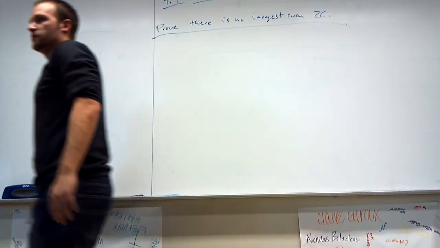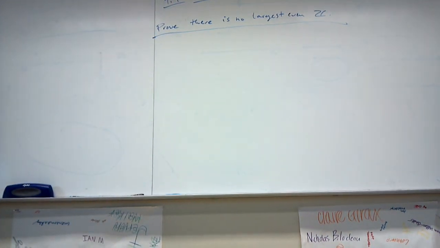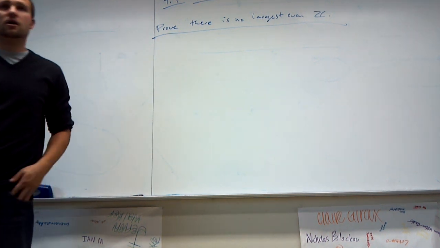Okay, on your proof sheet, you have to prove there is no largest odd integer. So we're going to prove there is no largest even integer. That should make your proof worksheet a little bit easier.